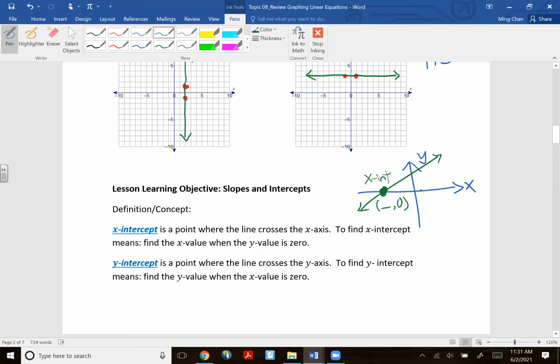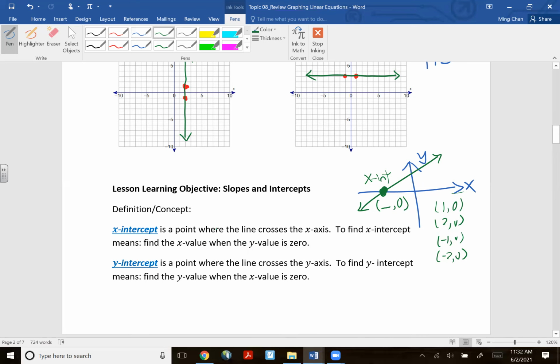Go to the right one place is (1, 0). Go to the right 2 places is (2, 0). Go to the left one place from the origin is (-1, 0). Go to the left one more place, that will be (-2, 0). So if you think about it, all the points on the x-axis, all the y values are what? They are zero. So to find the x-intercept, it means we will find what the x value is when the y value is going to become zero.